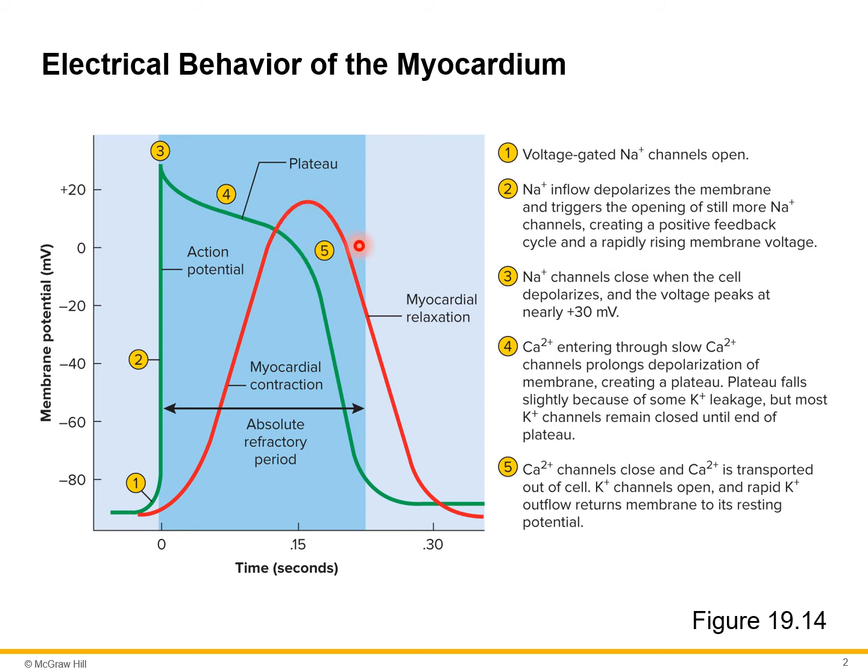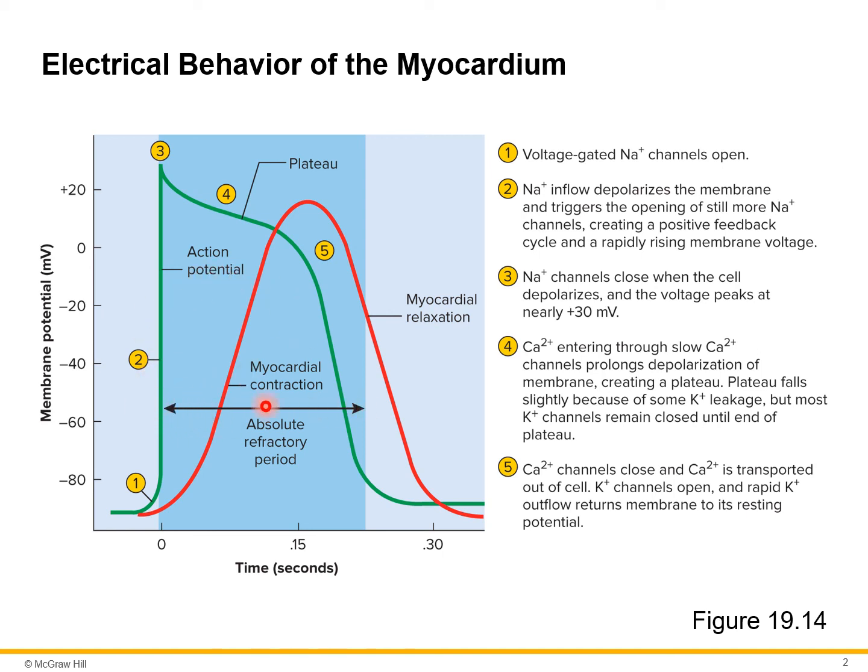And at the end of the plateau phase, these calcium channels shut close. Calcium is transported out of the cell, and at the same time, the potassium channels open up. The potassium channels rapidly transport potassium ions out of the cell, and the cell returns to its resting membrane potential. So unlike the pacemaker cells, the cardiomyocytes cannot just generate an action potential without a stimulus.